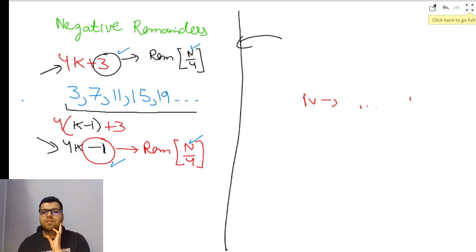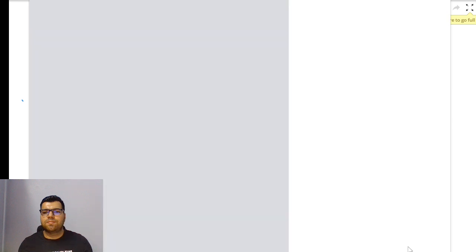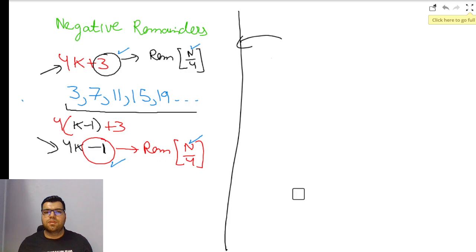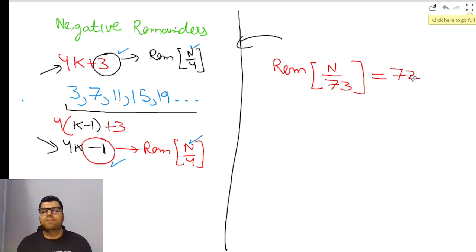So see, an example on it will be: say a number n with 73 is giving a remainder of, say, 72. So n with 73 is giving a remainder of 72. So you can also say that n with 73 is giving a remainder of minus 1. This is how you will use negative remainders. You just replaced 72 with minus 1.